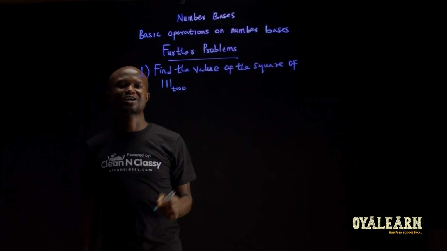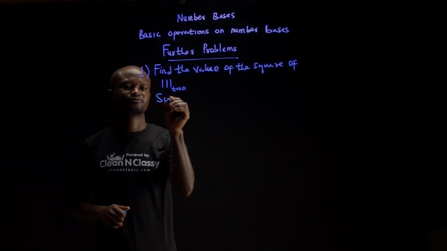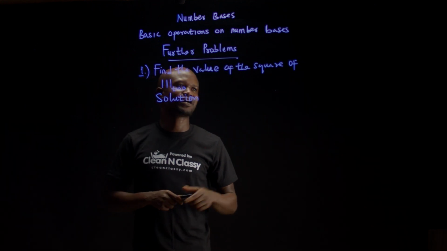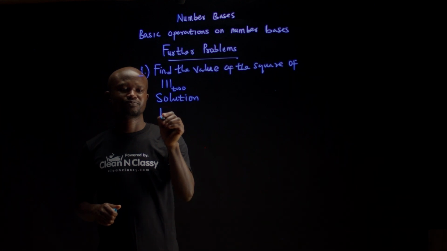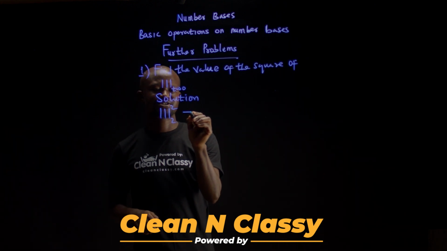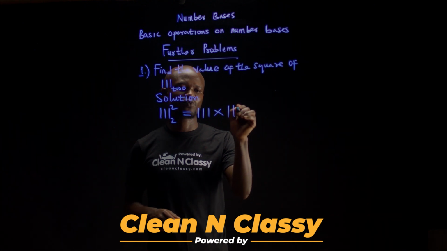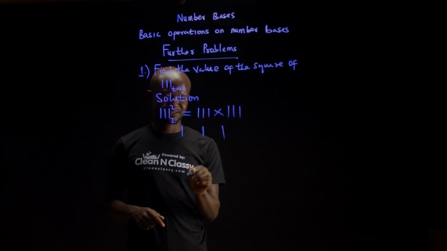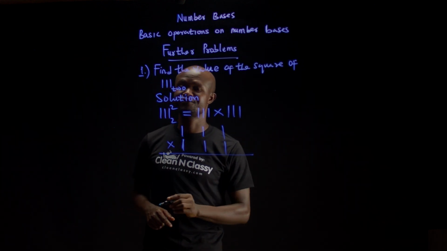We have to find the value of the square of 111 base 2. Solution. It means we are looking for 111 base 2 squared. Since we're having a square, it's the same thing as 111 multiplied by 111. Now we are going to have 111 by 111. We multiply. We are using the first method.